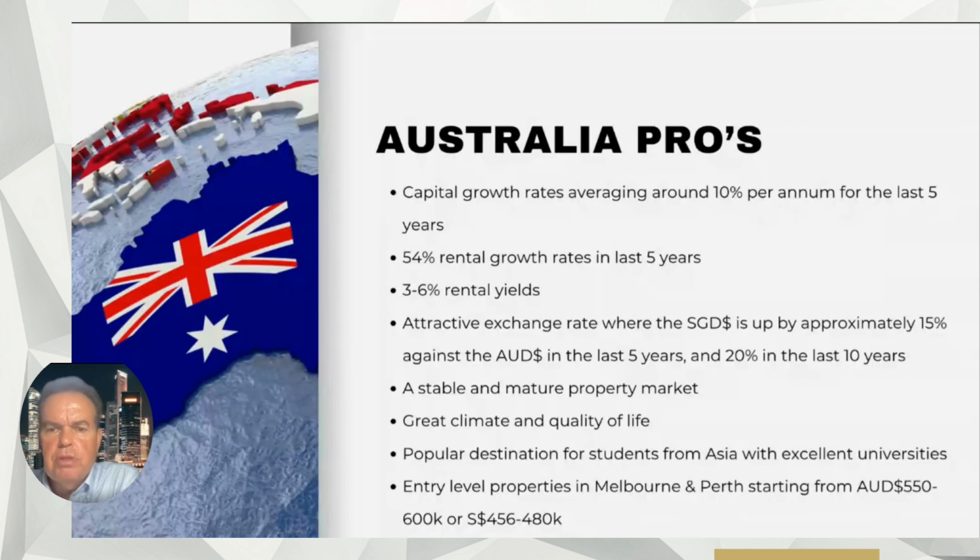Entry-level properties in Melbourne and Perth, starting from about 550,000 to 600,000 Australian dollars, which in Sing dollars is between about 456 to 480,000.